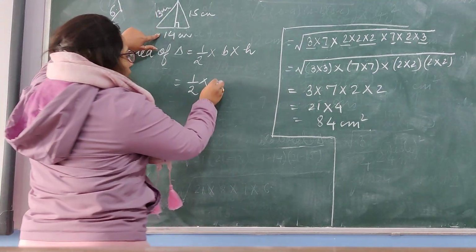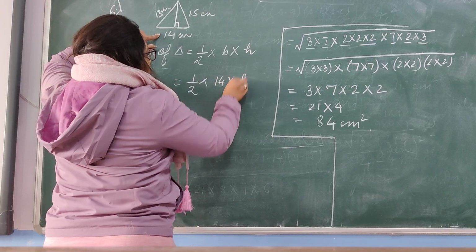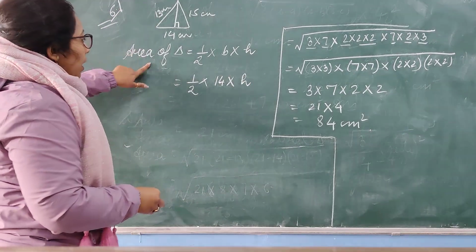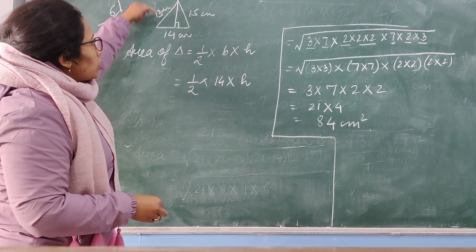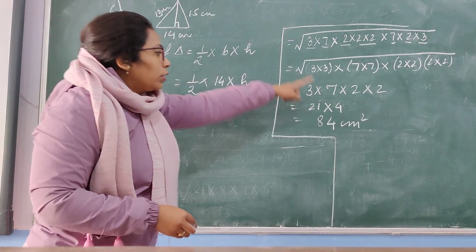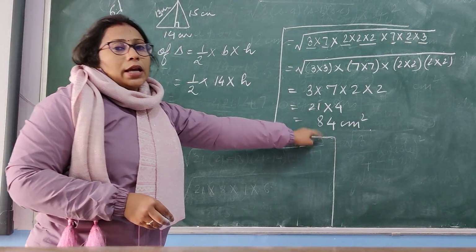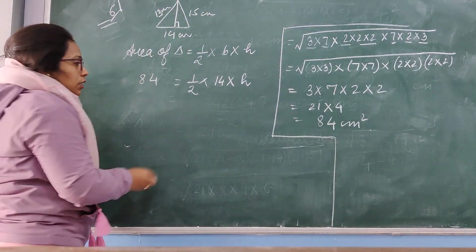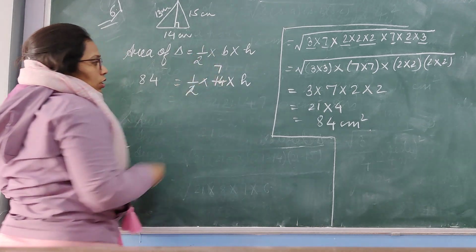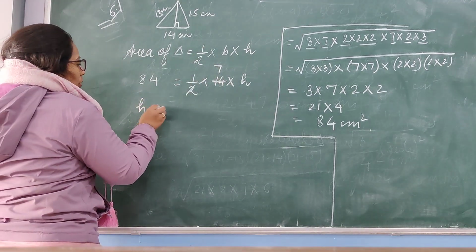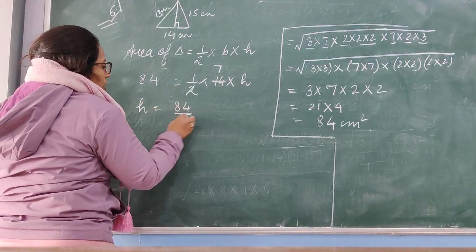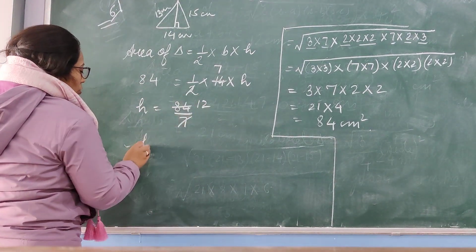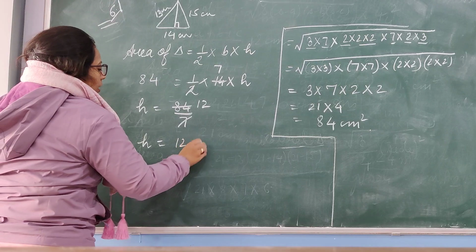So base is 14 and height we need to calculate, so I am taking it as h. And area of the triangle, see, this is the same triangle, the area of which we have calculated just now. So can we take the area of that triangle as 84? Obviously we can, isn't it? So this can be calculated as 2 sevens are 14, and now this h will be calculated by 84 by 7. And if you reduce it, you will get h is equal to 12 centimeter.